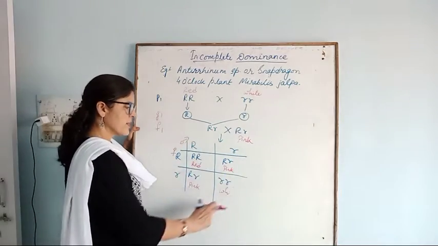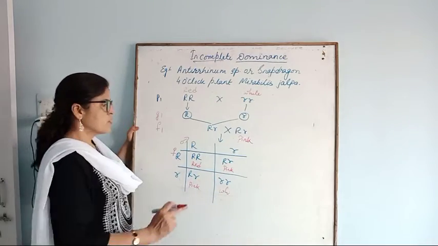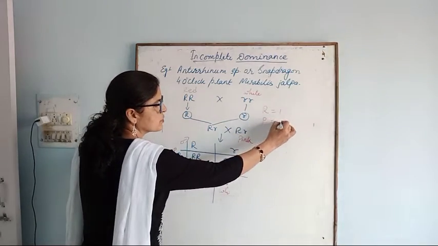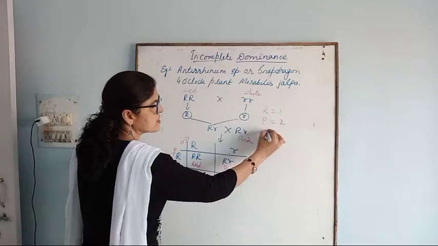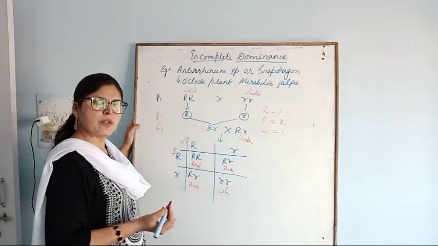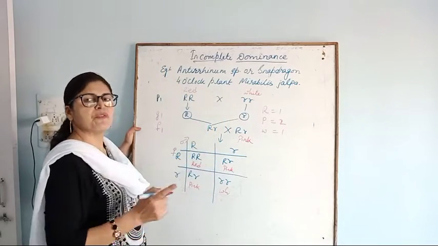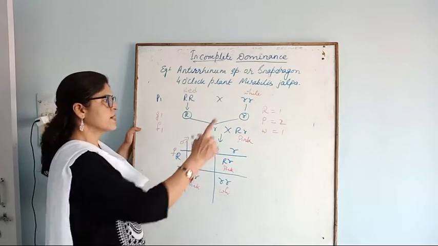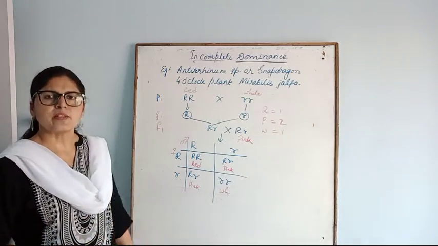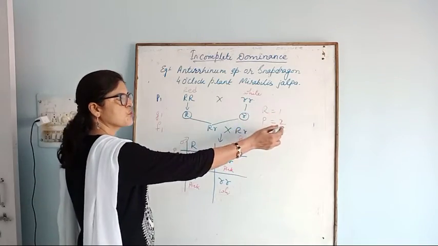So we see the ratio: one red flower, two pink flowers and one white flower. We can write the ratio this way: red equals 1, pink equals 2 and white equals 1. So finally the ratio will be 1:2:1. But in Mendel's work we got a phenotypic ratio of 3:1 and a genotypic ratio of 1:2:1. In incomplete dominance, both phenotypic and genotypic ratios are 1:2:1.